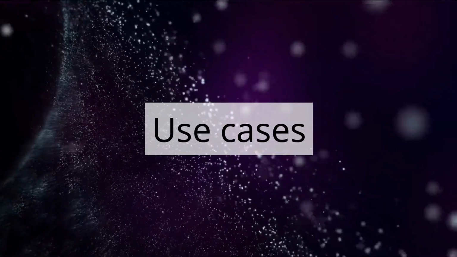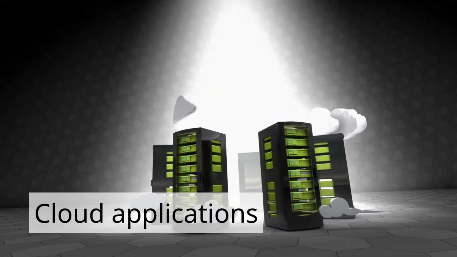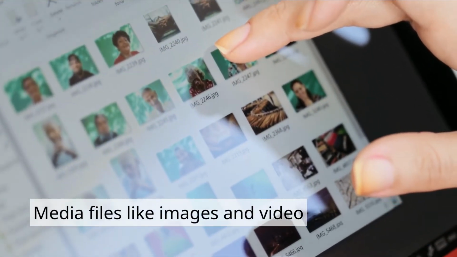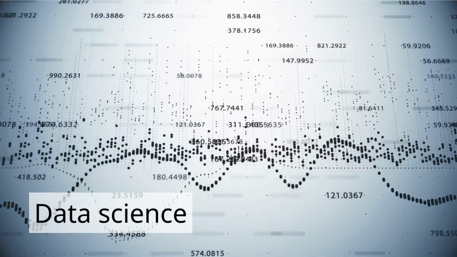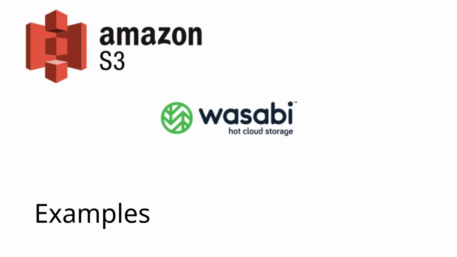Where is object storage used? Like we mentioned, for cloud applications, for storing media files like images and videos, and also in the field of data science. Some examples of object storage include AWS S3, Wasabi, and AWS Glacier.